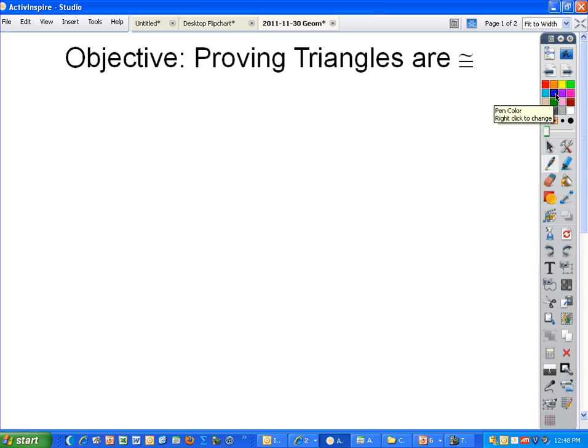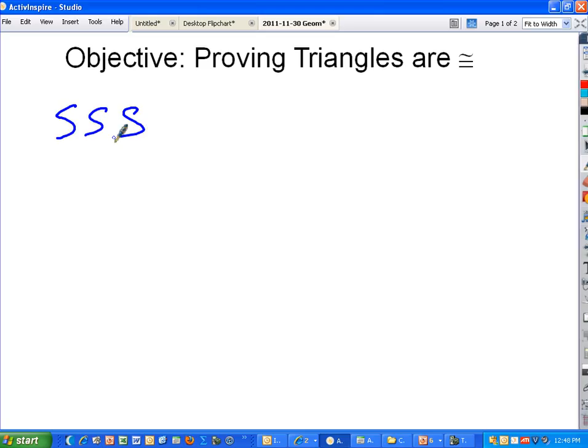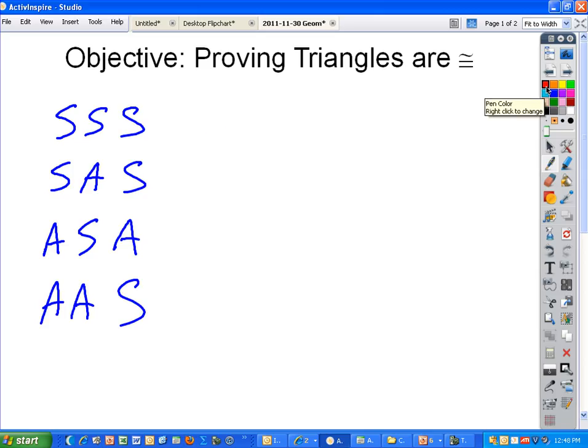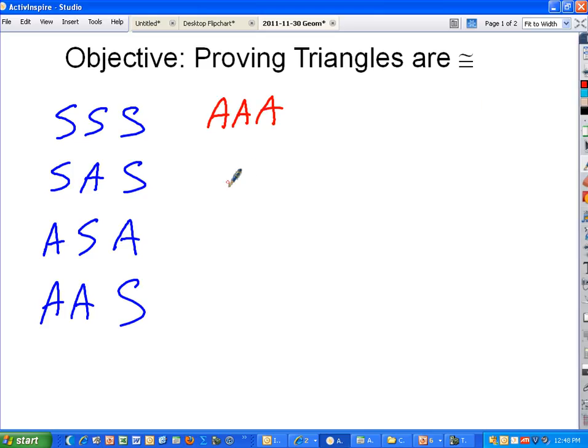So what are the ones we have? First, we had side, side, side. Then we had SAS. And then now we're getting two new ones. We're getting angle, side, angle, and angle, angle, side. Now there are 6 possible ways that you could build relationships between 3 parts of one triangle and the other. The other 2 are angle, angle, angle. And then the other one, I'm going to write it in a specific order. We could either write it as ASS, or I'm going to go ahead and write it this way.